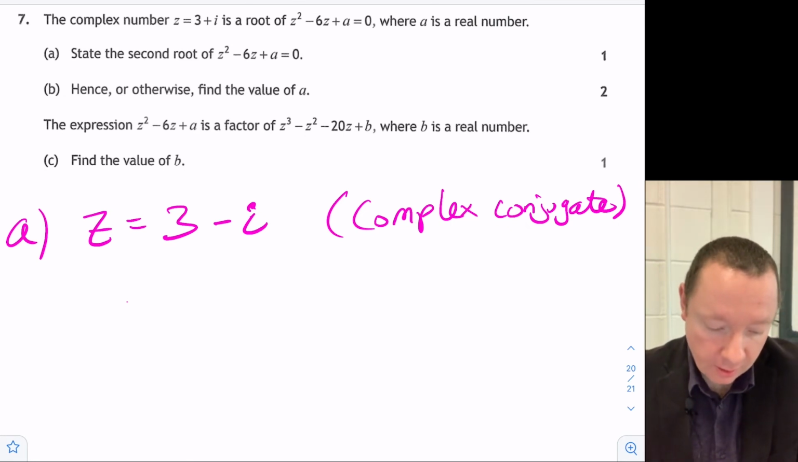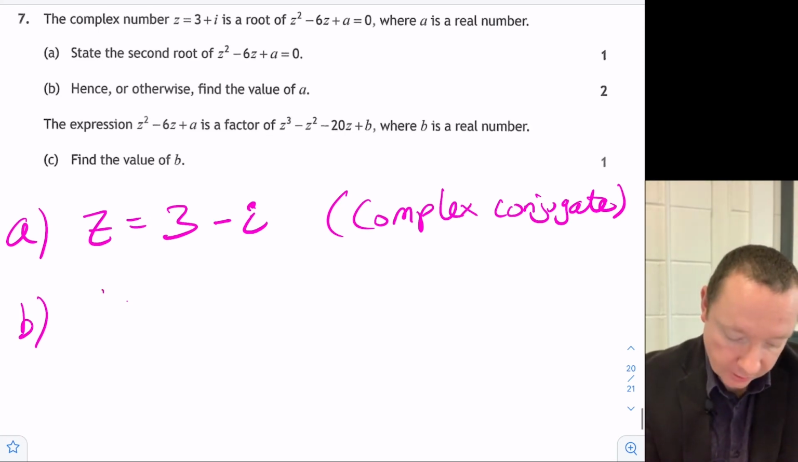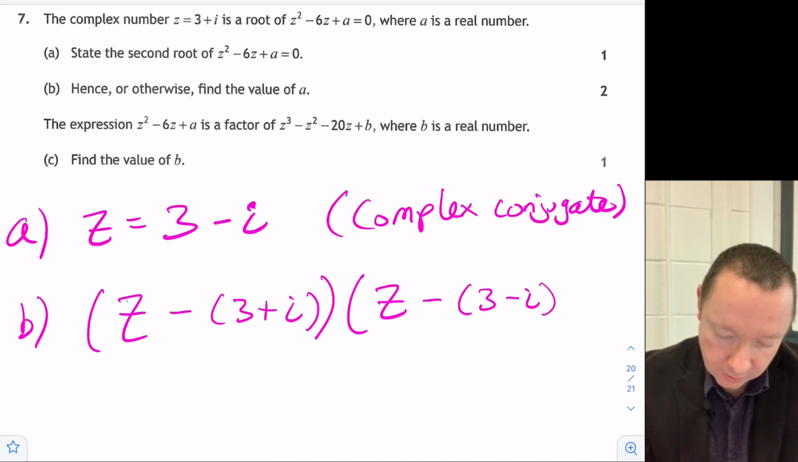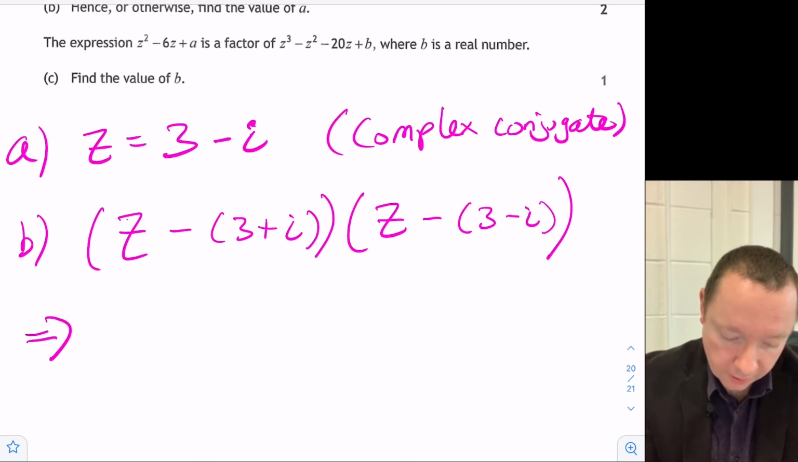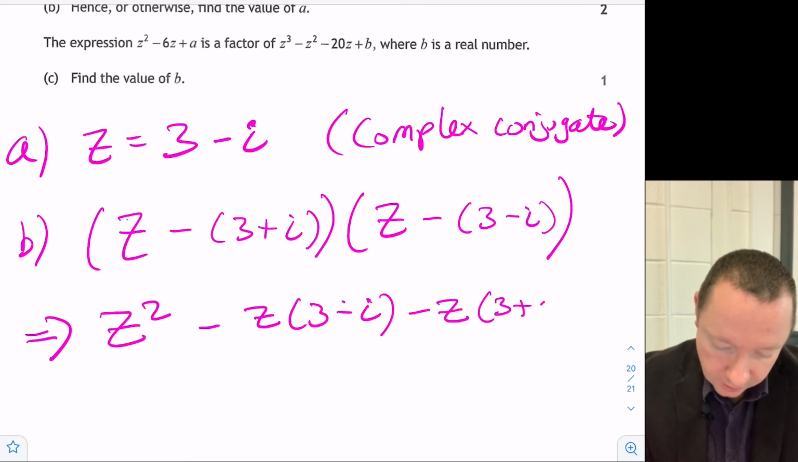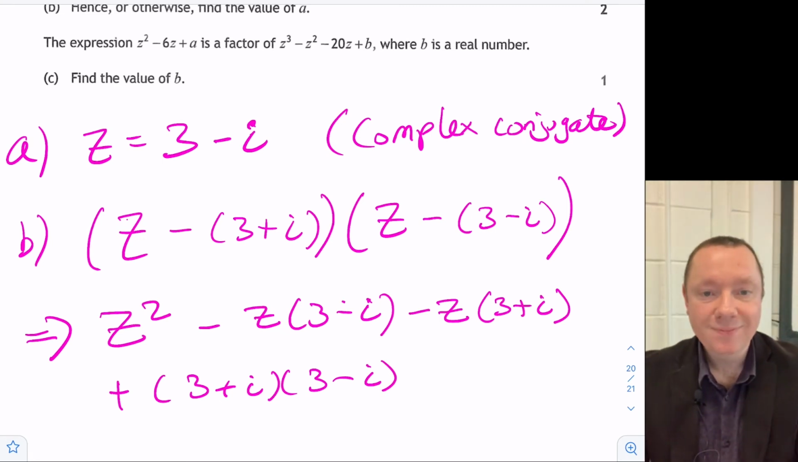Part B says, hence or otherwise find the value of a. So we've got our complex factors. We've got z minus 3 plus i times z minus 3 minus i. So we can expand our brackets in the normal way. So that gives us z squared minus z times 3 minus i, minus z times 3 plus i, minus 3 plus i times 3 minus i. Be a plus actually, because minus times a minus is a plus.